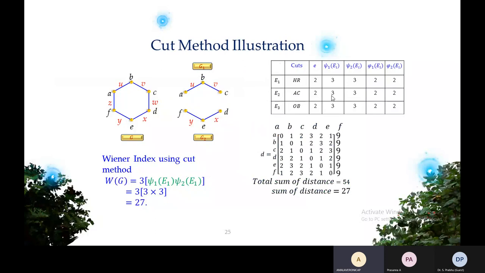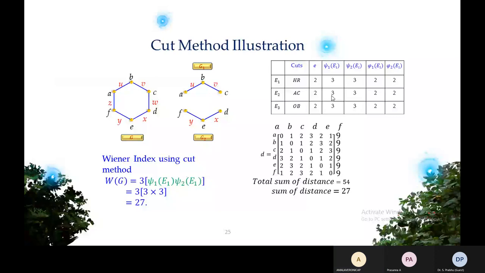So take D as the distance matrix, and of course I find the distance between various pairs, and I find the row sums, and I find all the row values, which total 54. I have to divide by 2 because I am going to repeat the values. A, B and B, C are counted twice. Therefore, when I divide by 2, I get 27. This is by the actual matrix method, which is very difficult when you have a huge number of vertices and edges. Therefore, we drop going by the matrix method.